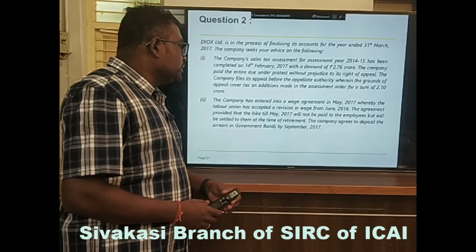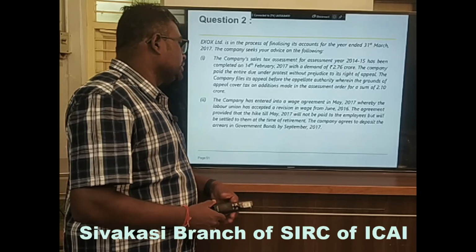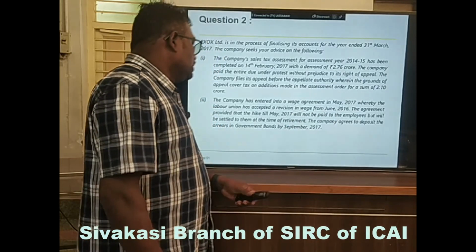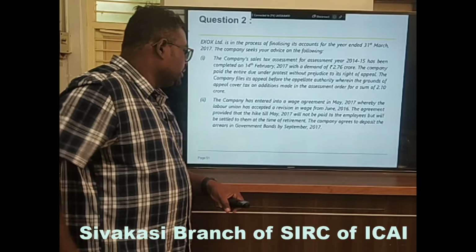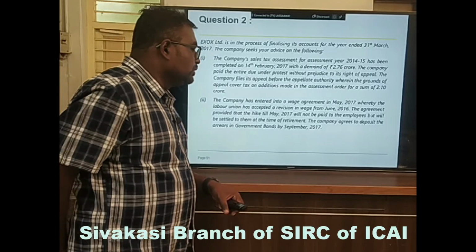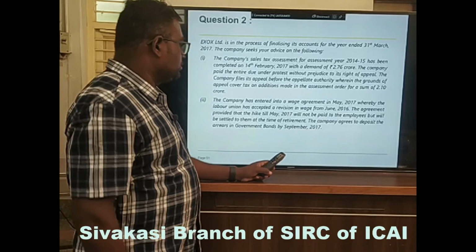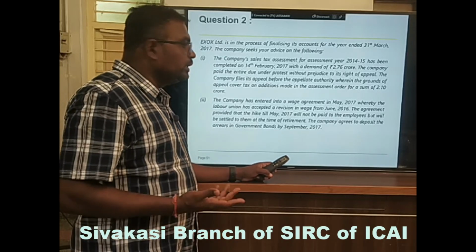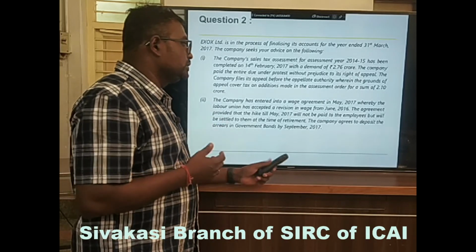The company has entered into a wage agreement in May 2017, whereby the labor union has accepted a revision in the wage from June 2016. The agreement provided that the hike till May 2017 will not be paid to the employees, but will be settled to them at the time of retirement. The company agrees to deposit the arrears with the government by September 2017. Again, the liability got confirmed, so it is a present obligation. It is the prudence concept; you have to recognize it immediately.